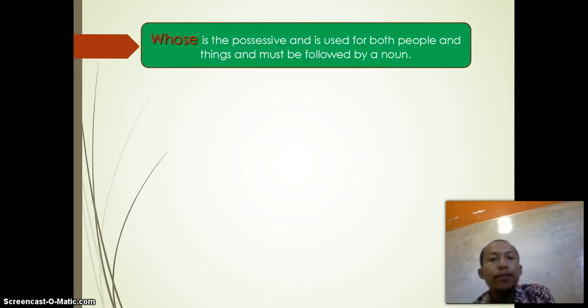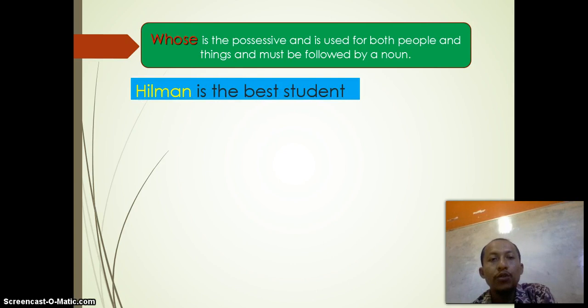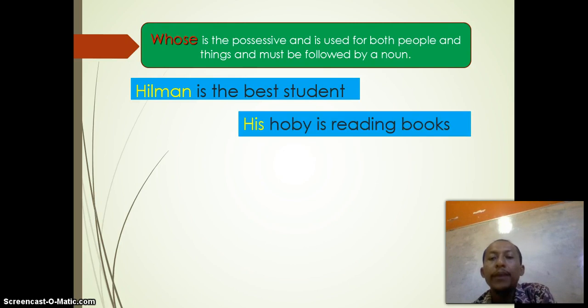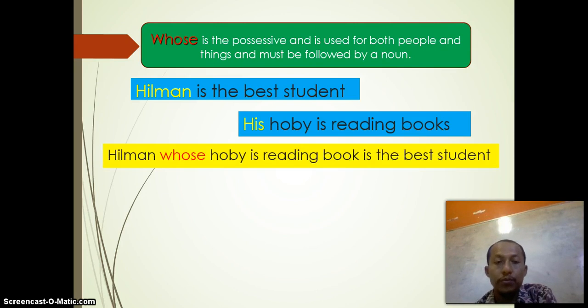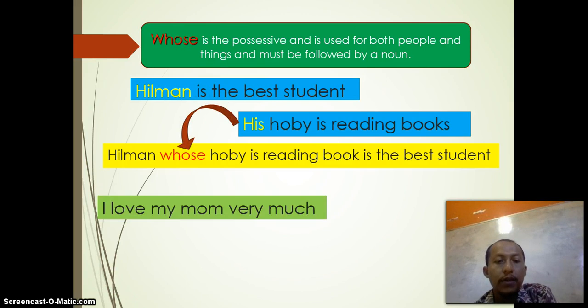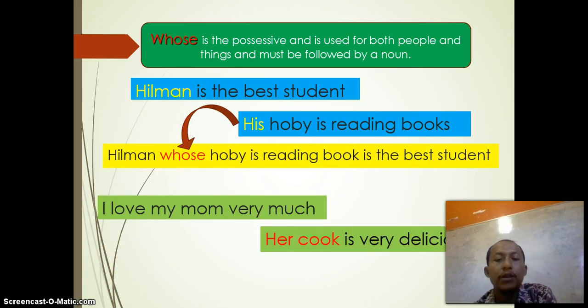So whose is possessive and is used for both people and things, and must be followed by a noun. So after whose must come a noun, because this is a possessive adjective. Hilman is the best student. His hobby is reading books. So his refers to Hilman, so we have to use whose. Okay, you can read by yourself. I love my mom very much. Her cooking, so her refers to mom.